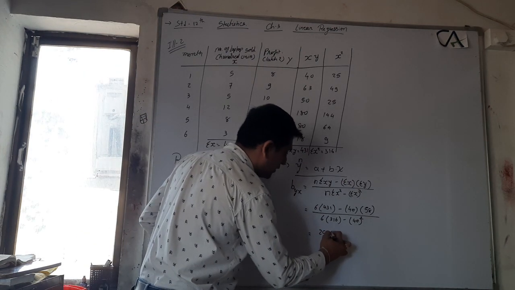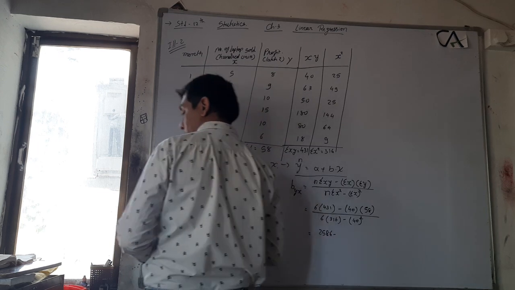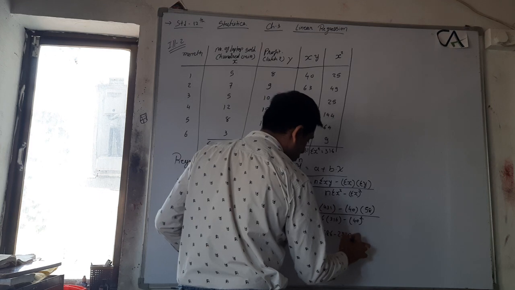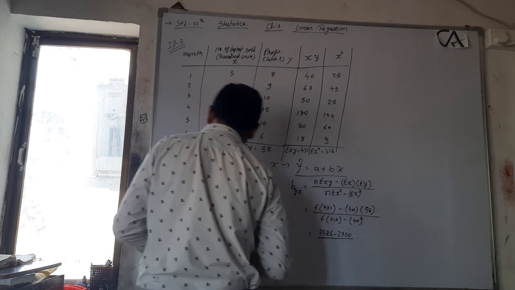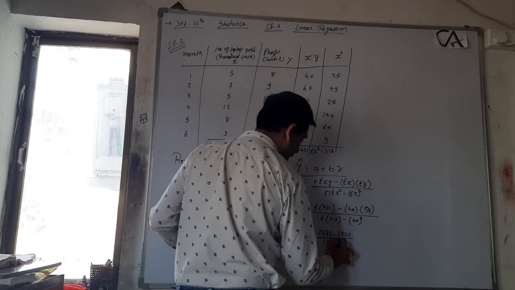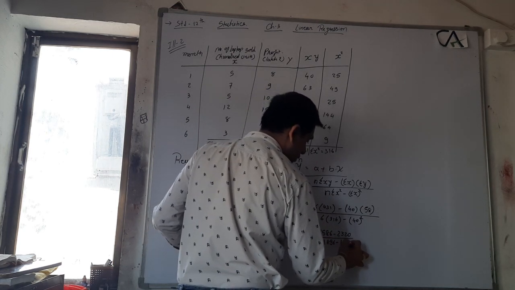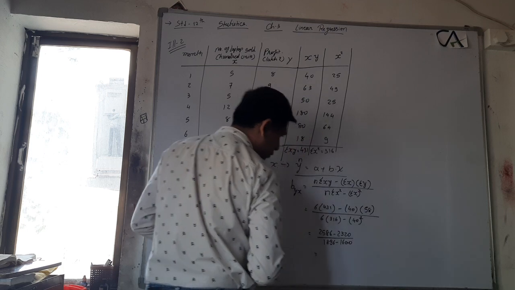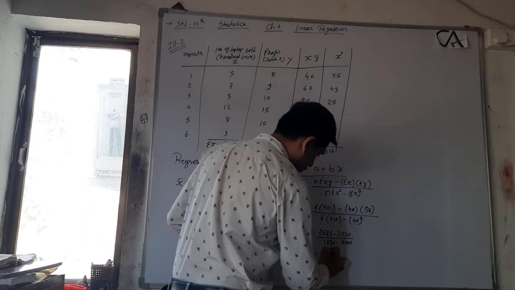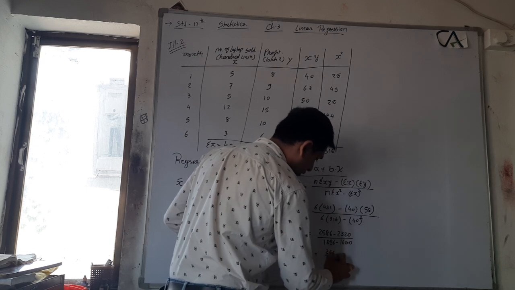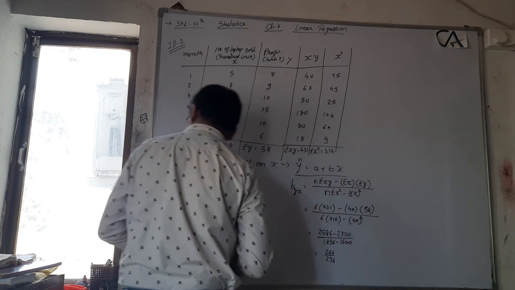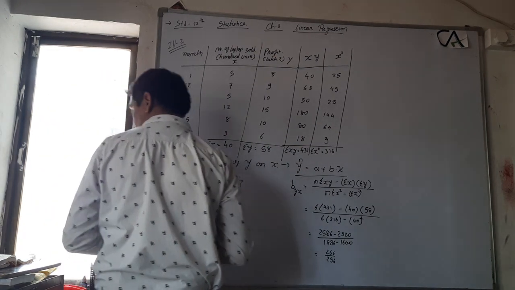2586 minus 2320 upon 1896 minus 1600. So what is the answer? 266 upon 296. 266 upon 296.